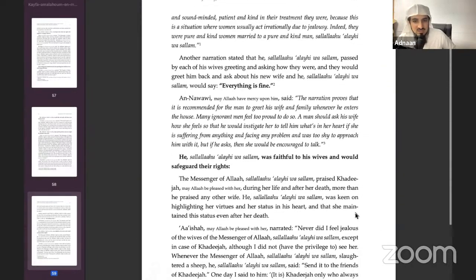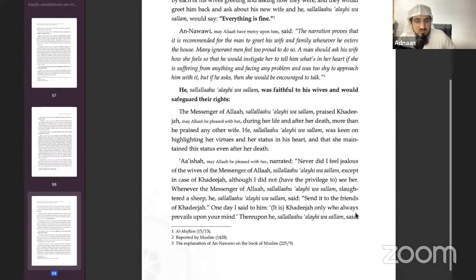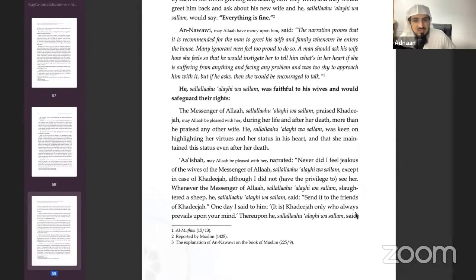He sallallahu alayhi wasallam was faithful to his wives and would safeguard their rights. The Messenger sallallahu alayhi wasallam praised Khadija radiallahu anha during her life and after her death, more than he praised any other wife. He sallallahu alayhi wasallam was keen on highlighting her virtues and her status in his heart, and that she maintained this status even after her death.